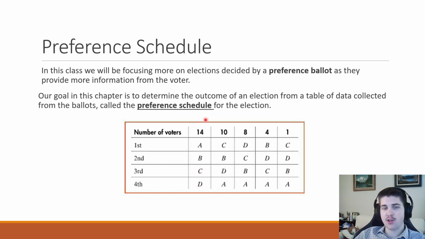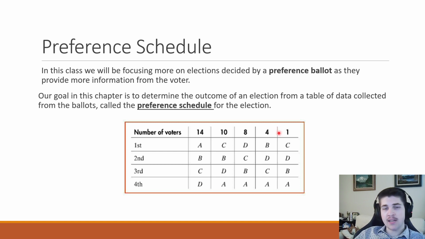Reading the first column of this sample preference schedule, what I can determine is that 14 voters voted in this way. 14 people had A as their most desirable candidate, whereas candidate B was their second, C third, and D fourth. And then I can see that 10 people had C as their favorite, A as their least, and so on. I could go through and look at how each and every one voted.